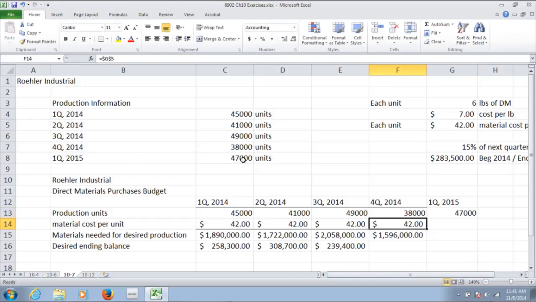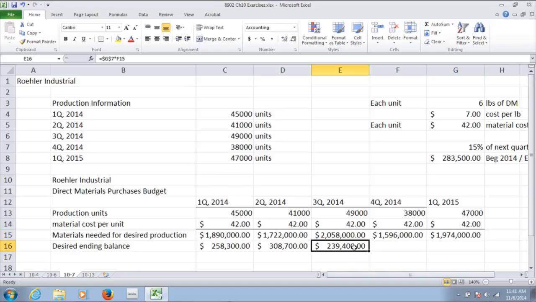so that we could similarly copy these formulas over so that when we make use of the 2015 number at the end of the fourth quarter, or for the fourth quarter purchasing, we see that we have 15% of that 1.974. So it's important to be forward-looking, but when we actually put together the table, the items in column G will not appear on the table, but that calculation is certainly important in terms of coming up with our desired ending balance of materials.